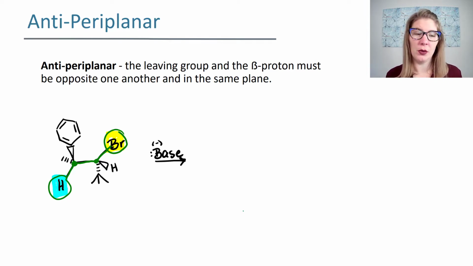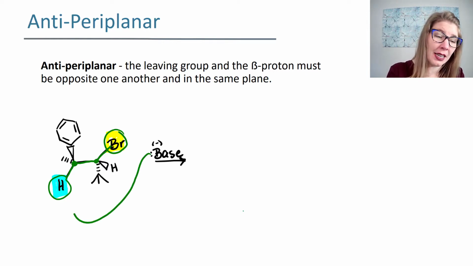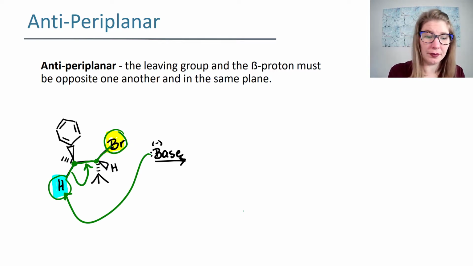So there's two words that people use here. People will say antiperiplanar, which means opposite groups that are close to being in the same plane, or sometimes people will say anticoplanar, which is two groups that are in the same plane. I utilize the term antiperiplanar, but don't be surprised if you see other resources saying anticoplanar, because it just means that those four groups are in the same plane of the page. In order for this reaction to happen, we need to have those two groups opposite one another so that the base can come in, pull off that proton, make a pi bond here, and expel your leaving group.